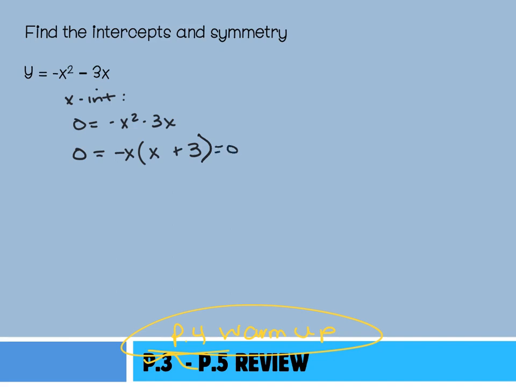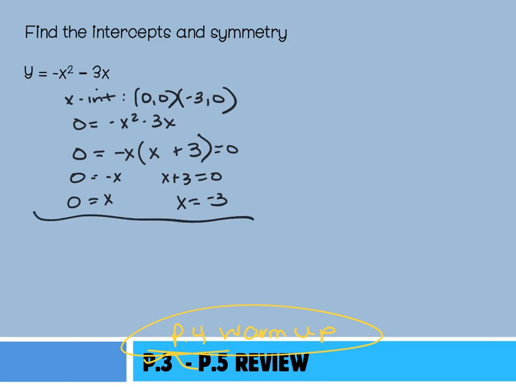So then I can set each of these equal to 0. I get negative x equals 0 and x plus 3 equals 0, so x equals 0 here, and x equals negative 3. So 2 x-intercepts: (0, 0) and (negative 3, 0). Because an x-intercept is (0, 0), hopefully that reminds you that a y-intercept should also be (0, 0), but we're going to test it by plugging 0 in for x to see if there's any more. So y equals negative 0 squared minus 3 times 0 means y is 0. So we already knew that one, it just confirms it. And if there was more than one, you would add that.